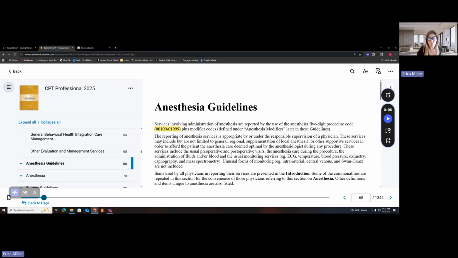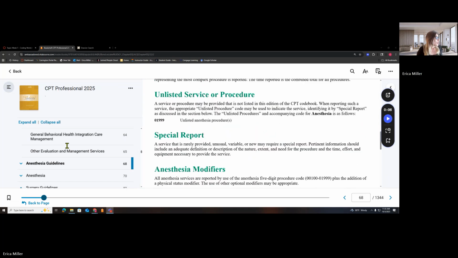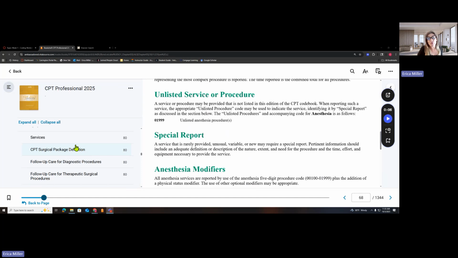Okay. All right. And unless you work for an anesthesiologist, you're never going to bill for the anesthesia component out of this code range. Okay. Typically, we're just billing for the surgeon services. Again, unless you work for an anesthesiologist. All right.